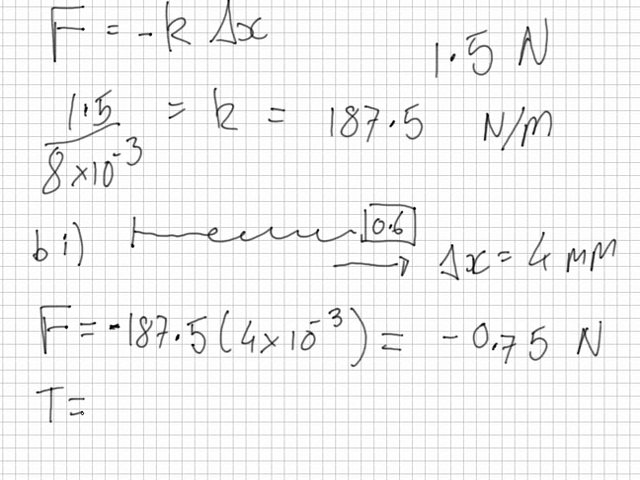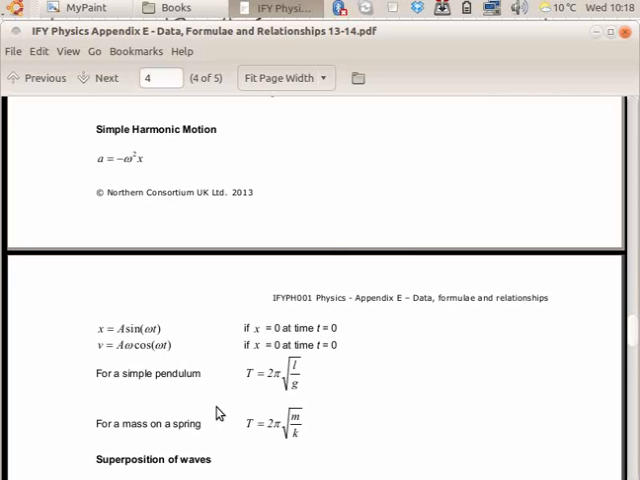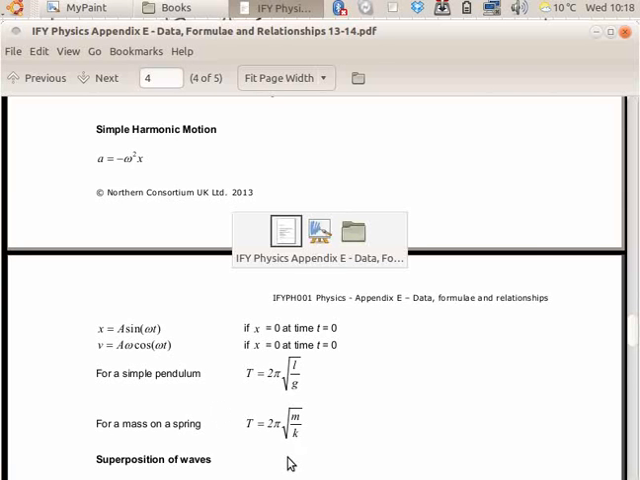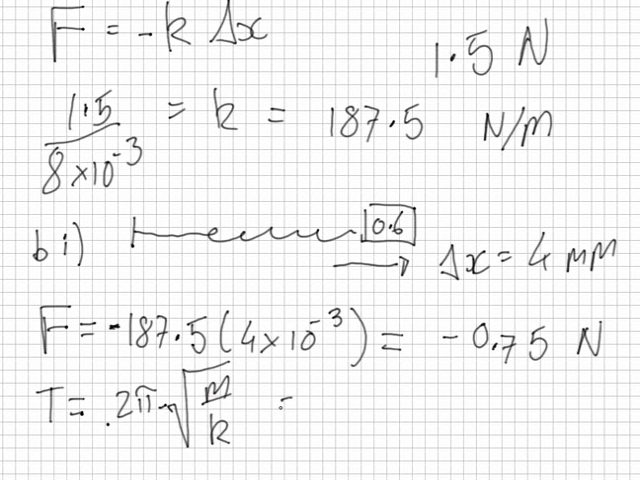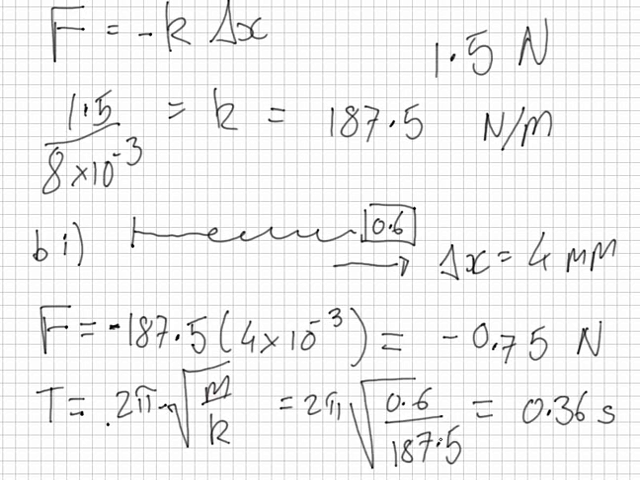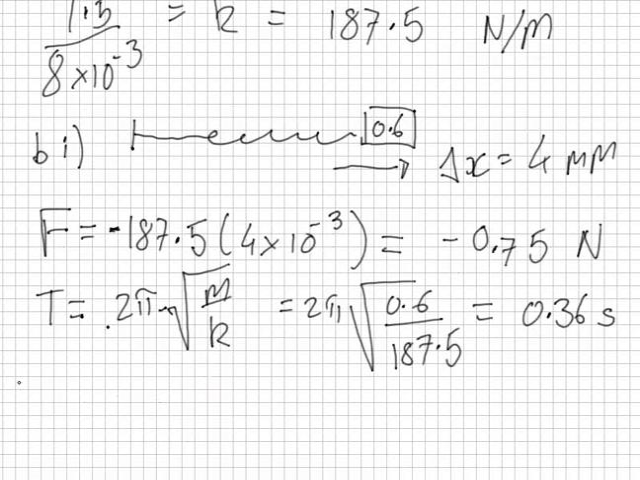So the formula is in the book. What's the formula? It's 2 pi root M over K. Is it in the formula book like that? Yeah, great. Yep, there it is. So that's kind of easy peasy. You just put the numbers in. So it'll be 2 pi root 0.6 over 187.5. What do you get out for that? 0.360 seconds. Alright. That was part 1, and then part 2 is the maximum velocity.